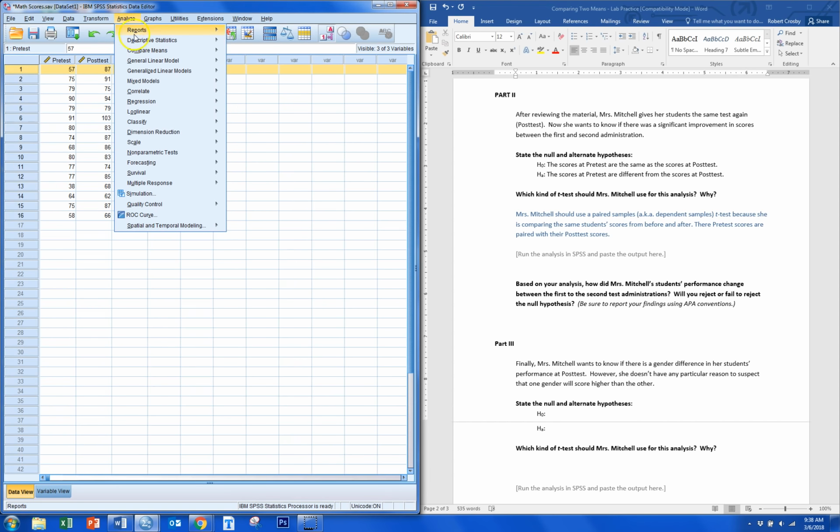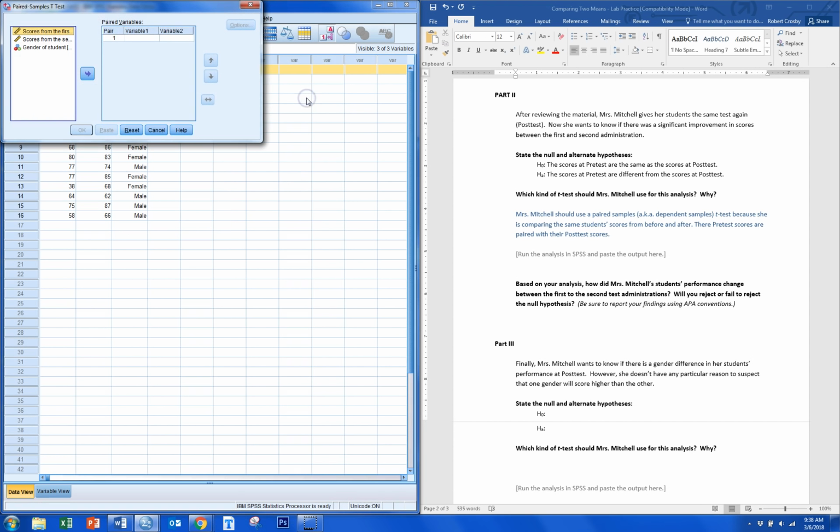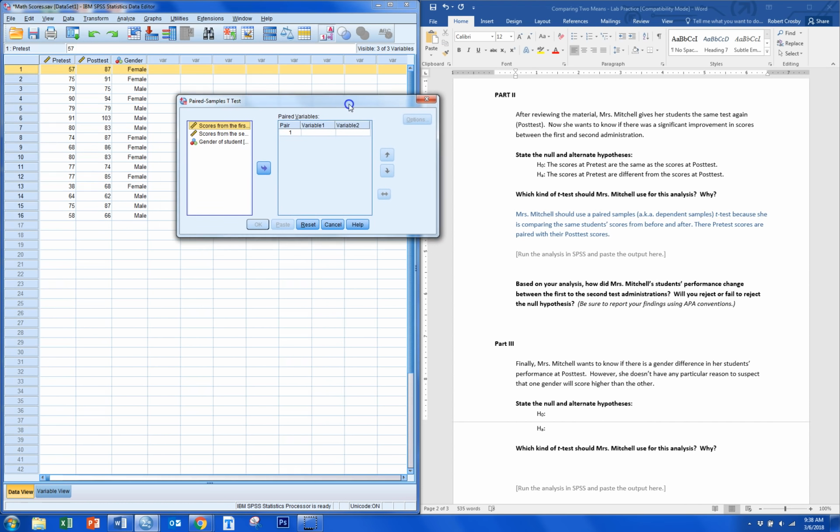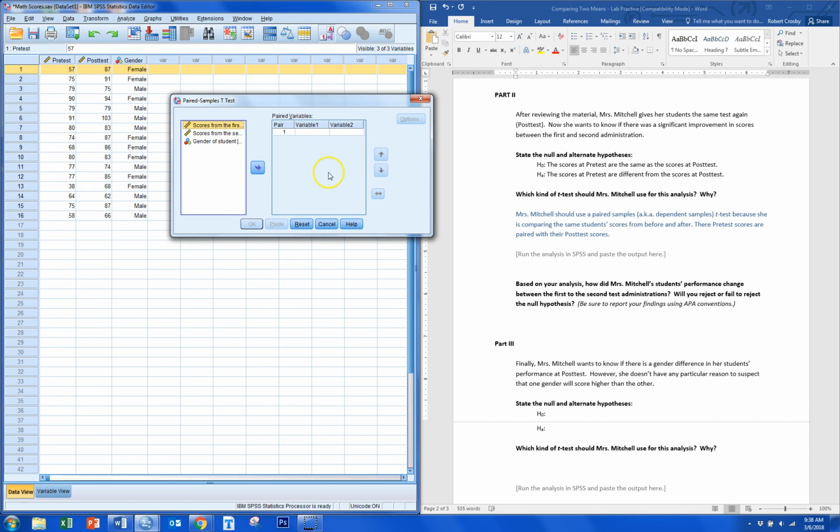So we're going to go to Analyze, Compare Means, Paired Samples t-test. Analyze, Compare Means, Paired Samples. The dialog box looks a little bit different than it did before for our one sample t-test. What it wants to know are the two variables that are being paired. So we're going to put the scores from the second test in the first variable box, the scores from the first test in the second variable box.